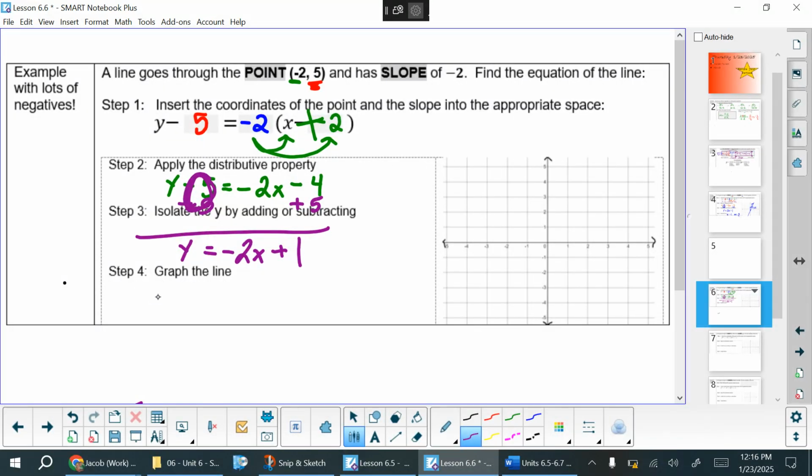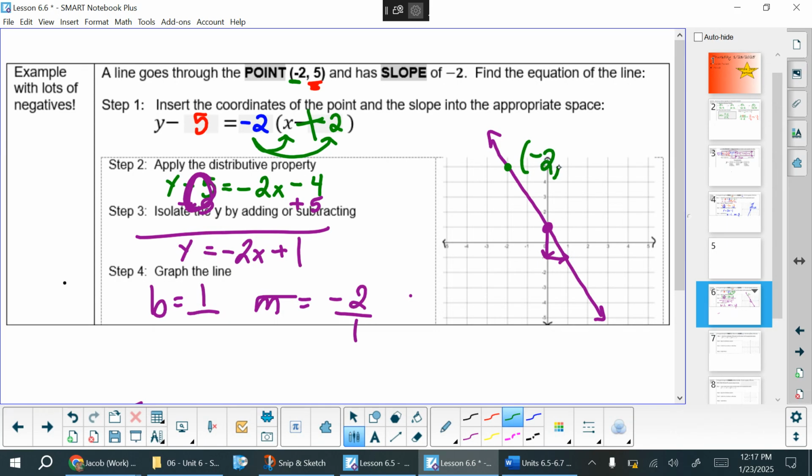Last thing I'm going to do is graph the line. So my y-intercept here is 1. I will plot that on my y-axis. My slope is negative 2, which is really negative 2 over 1. So I will go down 2 and over 1. And I can see there is my line. And just as a quick little check here, you can see right there, that's the point negative 2, 5. So we know it does go through the point negative 2, 5. And anywhere along that graph, we can check our slope. It is negative 2 over 1.